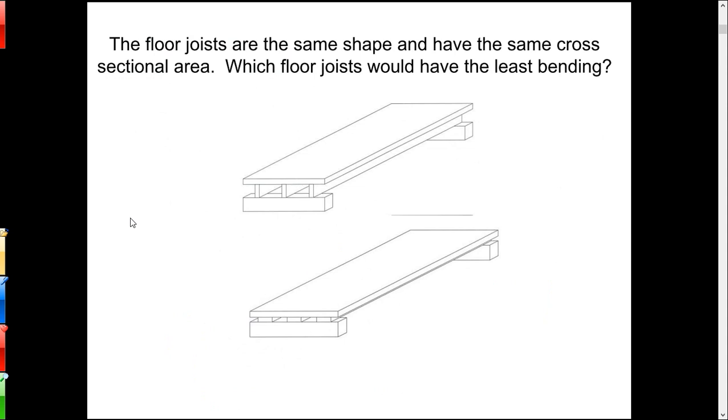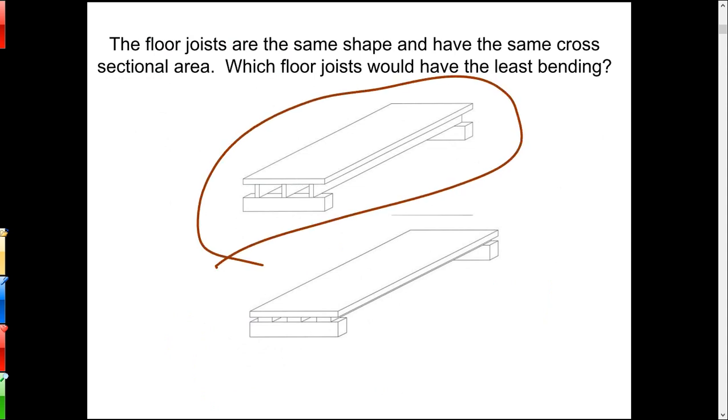Now let's have the same area, same size beams, but let's orient them differently. And which floor joist do you suppose would have the least bending this time? One would hope the top, right? Because we've got those beams oriented with the long axis facing the top. So as that load pushes down on the beams, the long axis of the beam that way is resisting it, okay?